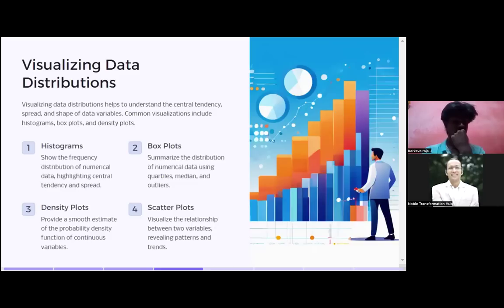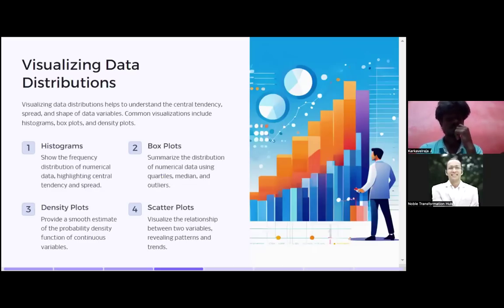And for data variables, common visualizations include histogram, box plot and density plot. So you will see the behavior of data, the status of the data as it is, which you have collected from primary research or secondary research. You will see all those things. You will see outliers, and you will see how it is normally distributed around the central tendency.